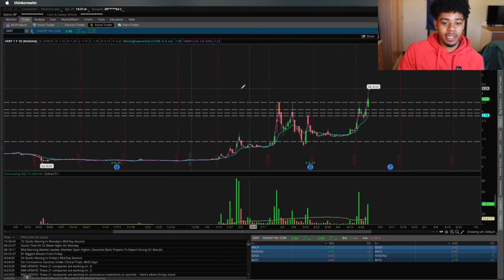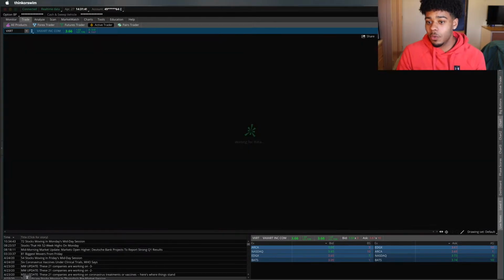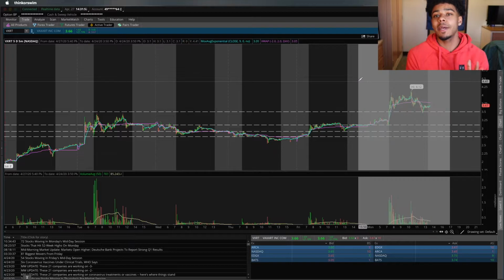Look at the last times it spikes, what it does. Does it usually run? Does it usually not run? Does it usually dump and tank on the first day? What does it do? That's another thing to look out for with any type of stocks you guys are looking at.